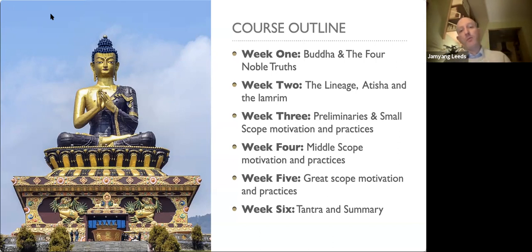And then weeks 3, 4, and 5, we're looking at the Lam Rim divided into these 4 parts. Week 3, we looked at preliminaries and the small scope. Week 4, we looked at middle scope. And week 5, we're looking at the great scope. So that's the last bit of the Lam Rim this week. And then next week, we'll look at a summary and a bit about Tantra, how that fits into the path.